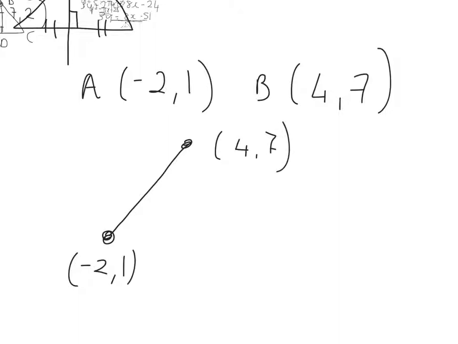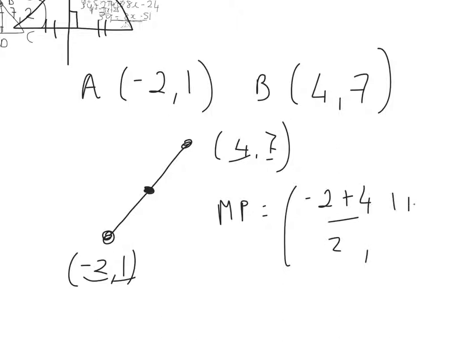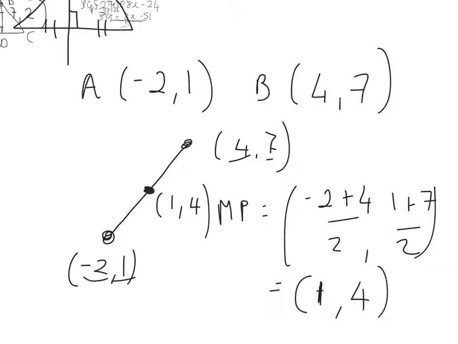So let's first of all find the midpoint. So the midpoint can be gotten from the midpoint formula. x1 plus x2 over 2, so -2 plus 4 over 2, 1 plus 7 over 2. -2 plus 4 is 2 over 2, and that's 1. 1 plus 7 is 8 over 2, that's 4. So we've got the point (1, 4).